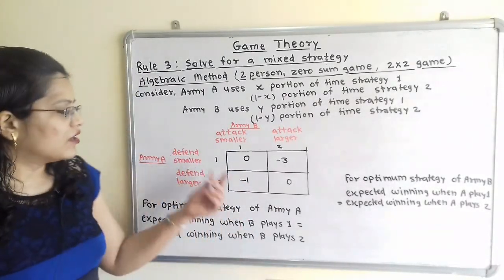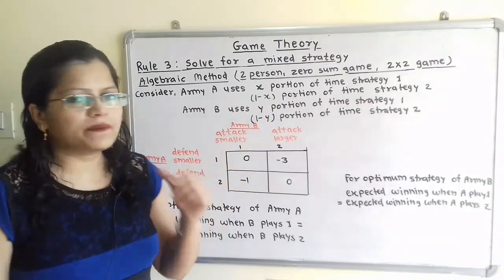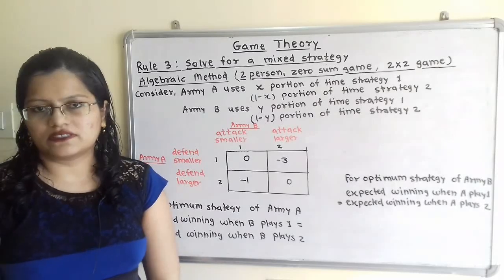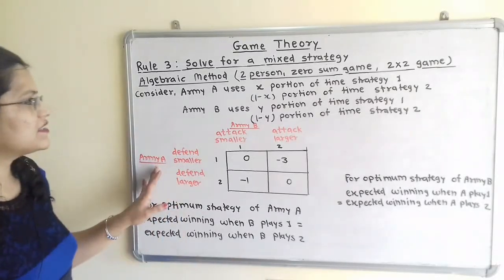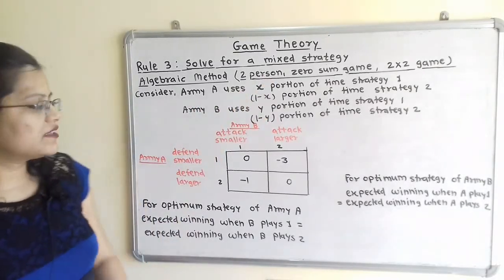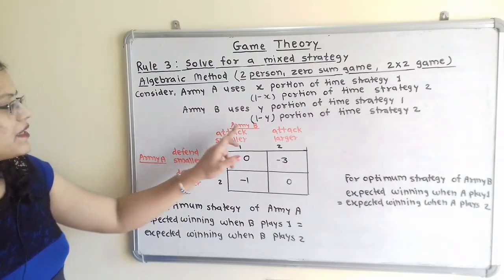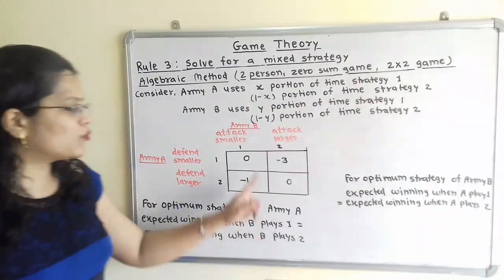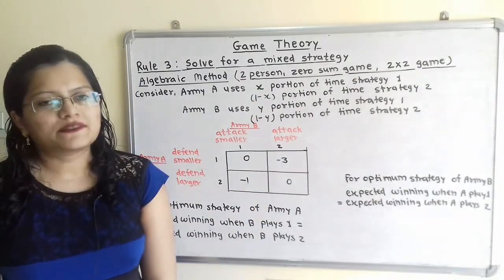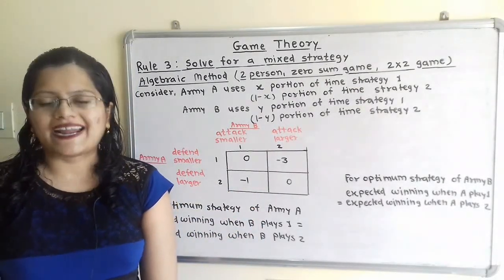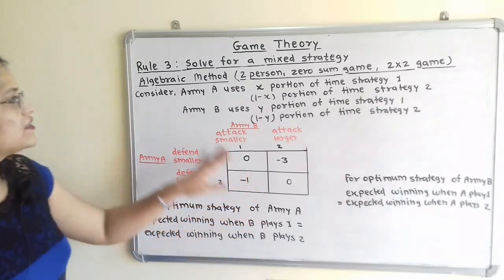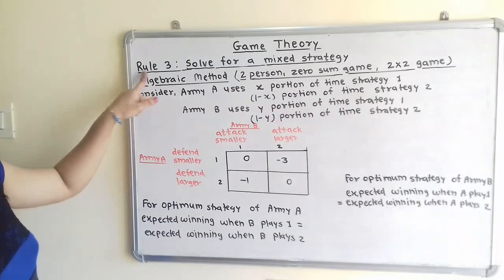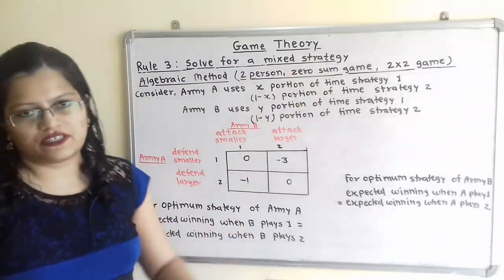Here the loss of Army B is equal to the gain of Army A, or vice versa. So we can say that this is a zero sum game. There is Army A and Army B, so this is a 2 by 2 zero sum game matrix. Because there is no saddle point, this is a mixed strategy, and we will use rule 3, solve for mixed strategy.